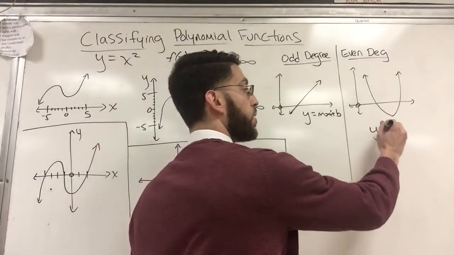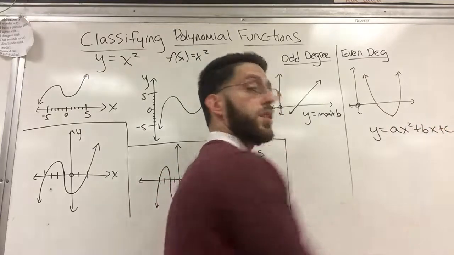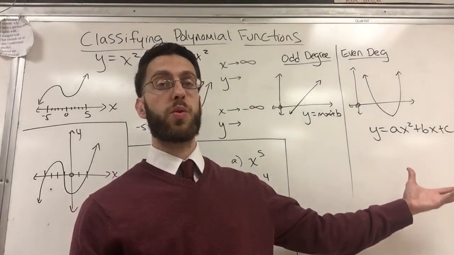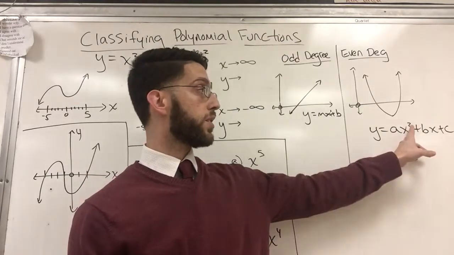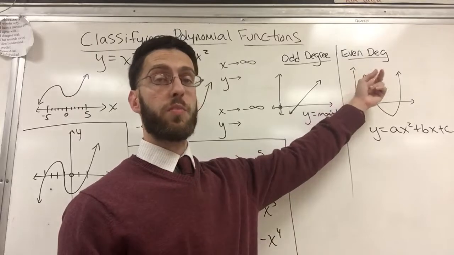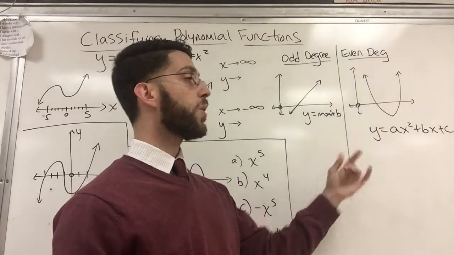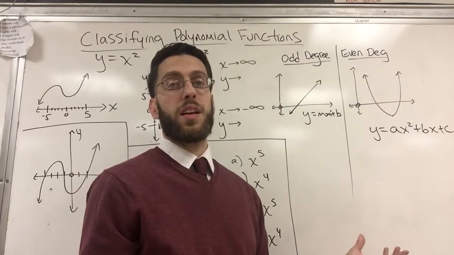Now you remember this one, quadratic function. What does that look like? Y equals ax squared plus bx plus c. What's the highest exponent here, or the highest degree here? It's a 2, so what's the degree? It's an even degree because 2 is an even number. Now, if you understood these two, you can understand any degree.